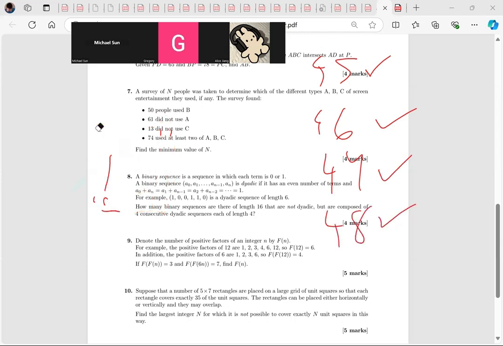Now, 49. How can we get 49? Think about 7 and 5. Exactly. You have to overlap 2 5 by 7 rectangles such that you deduct a 3 by 7 rectangle from it. So just do the same thing the other way.